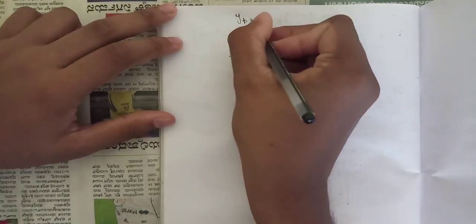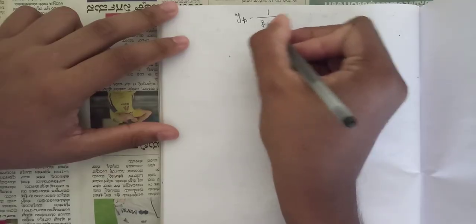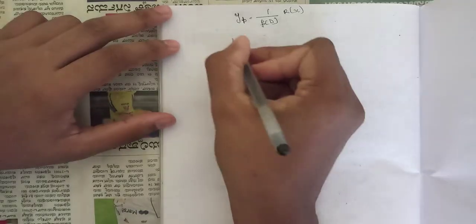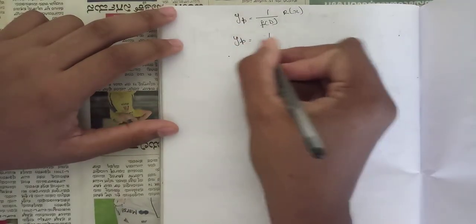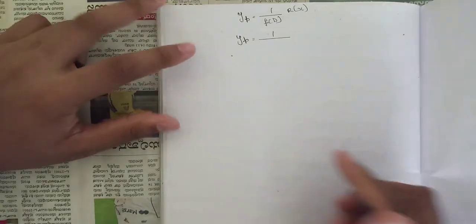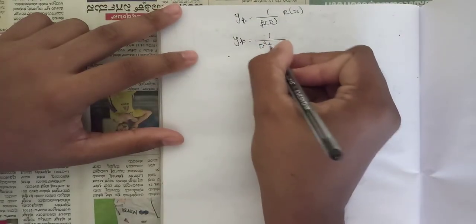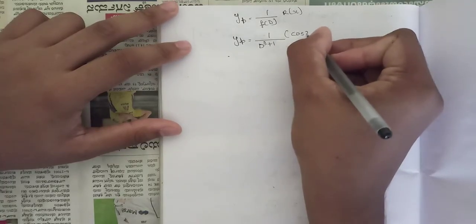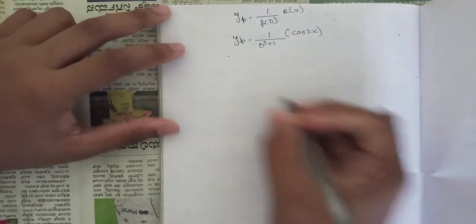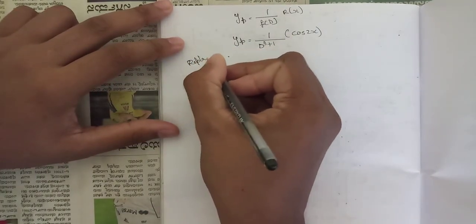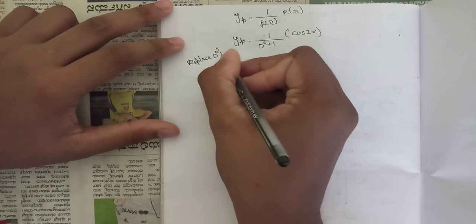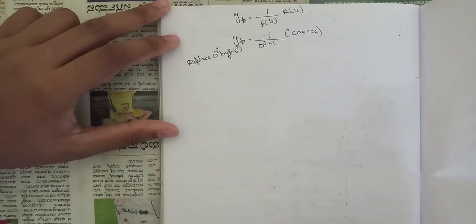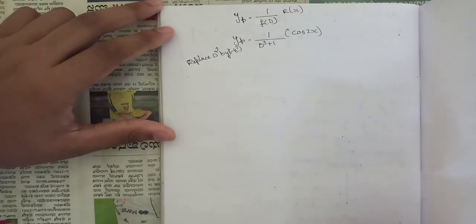Now to find the particular integral yp, we know that the formula is 1 by f of D into R of x. So yp is 1 by the value of f of D here, which is D cube plus 1, into the R of x here, which is cos 2x. So now what we need to do is replace D square by minus a square, right? But here we don't have any D square term.